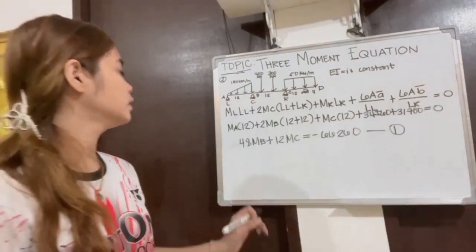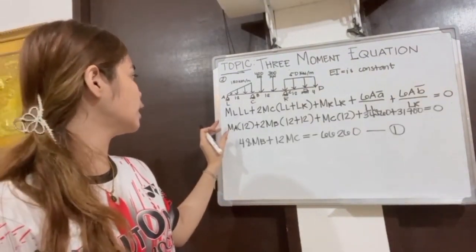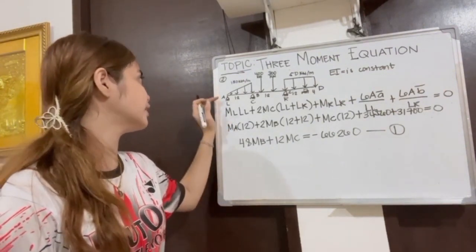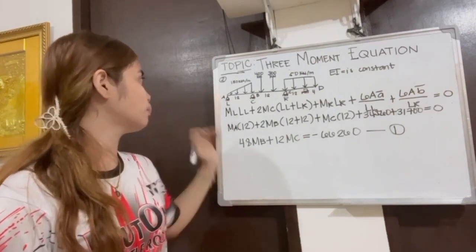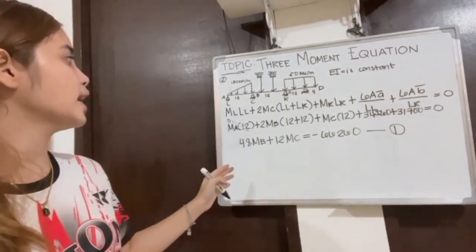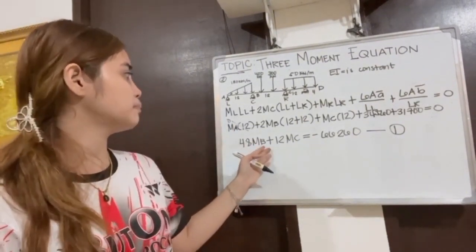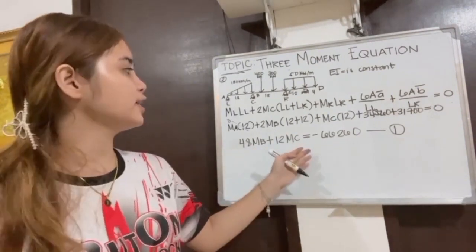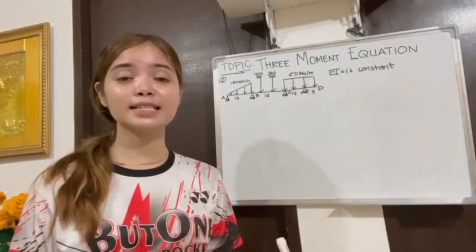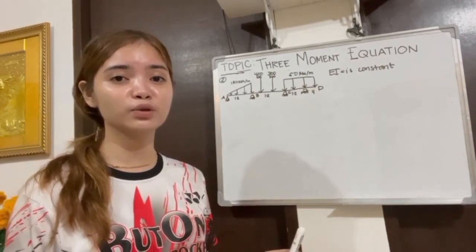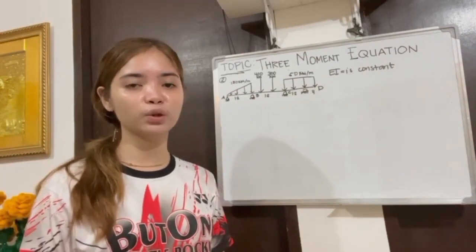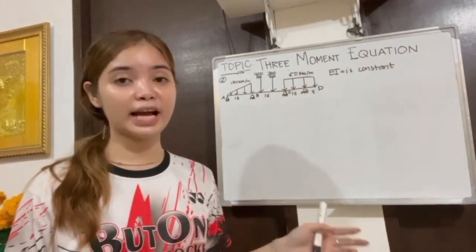So, since our moment from A is at the end part and has a hinge support, it equals 0. So what remains is 48 MB plus 12 MC equals negative 66,260. That is our equation 1. Since our equation 1 has two unknowns, we need to find another equation, another center, in order to cancel and get the reactions.